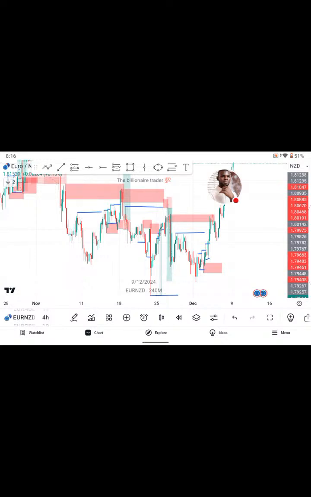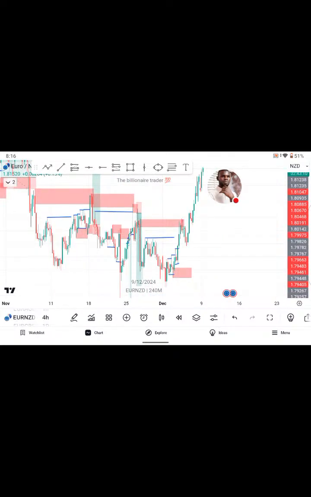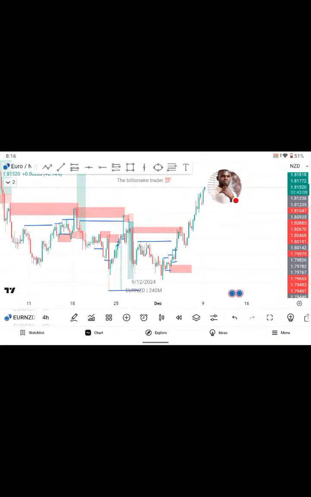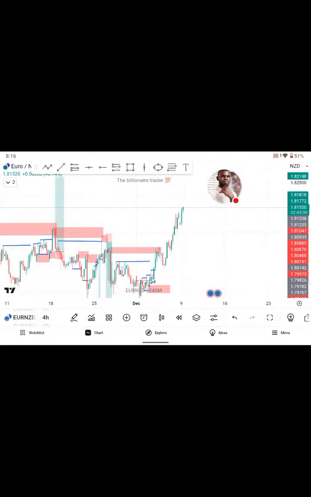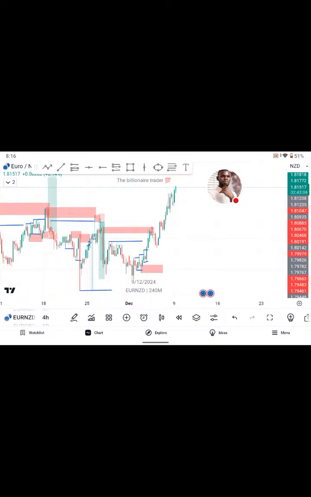Or when you have that on 15 minutes, you will not even wait for confirmation and you take the aggressive entry. So it depends on whatsoever you want to do. So for this Euro USD, yeah, you can see this 4 hour time frame.